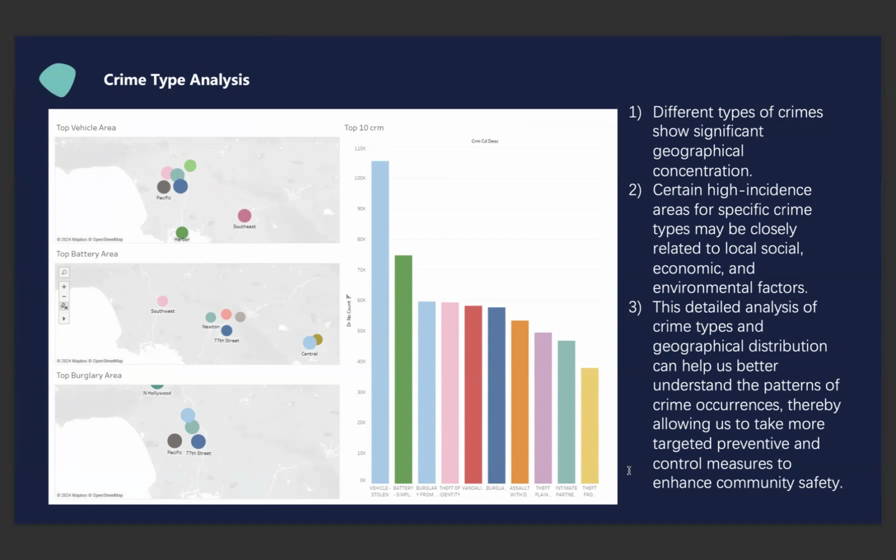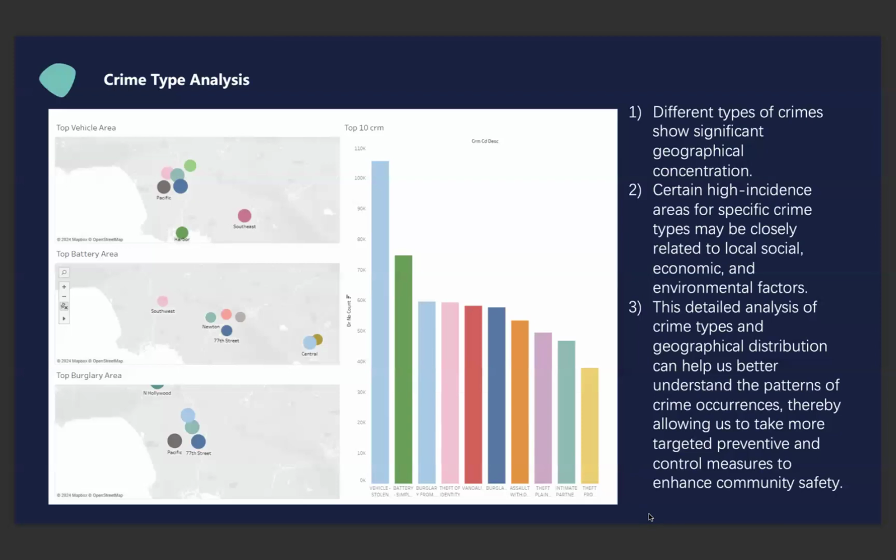This dashboard aims to provide a comprehensive analysis of different crime types to help us understand the specific distribution and characteristics of high incidence areas. So first, let's look at the histogram on the right, which shows the number of each crime type. From the chart, we can clearly see that vehicle theft is the most common crime type, with over 100,000 incidents. This is followed by simple assault, which also has a high number of incidents, nearly 70,000. Other common crime types include burglary, identity theft, and vandalism, and so on.